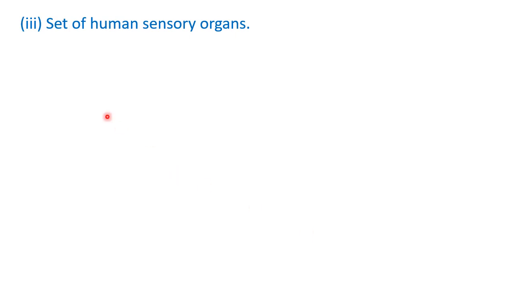Sub question number 3 here. Set of human sensory organs. All of you can write it by yourself. Please write it. Take any alphabet. You can take C, you can take D, you can take S also, and then you know all the sensory organs. Please write it immediately.